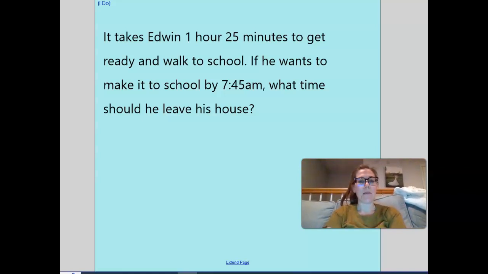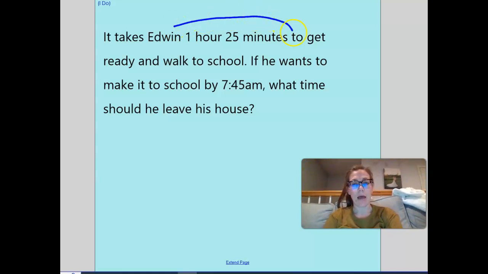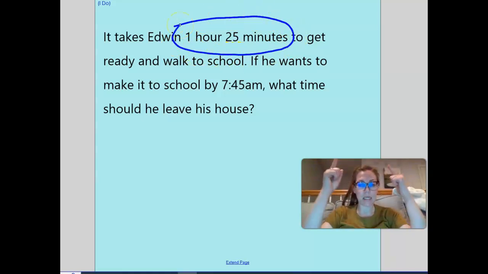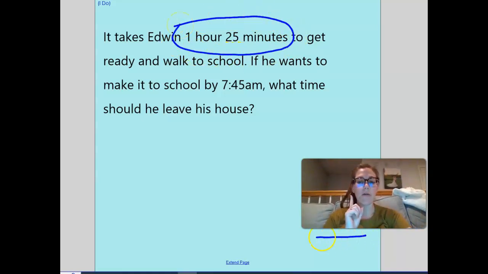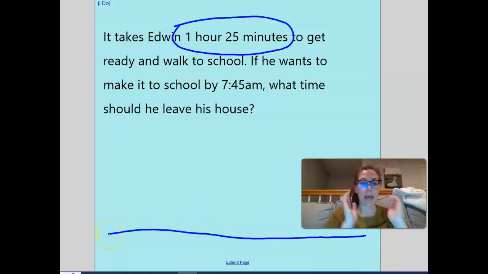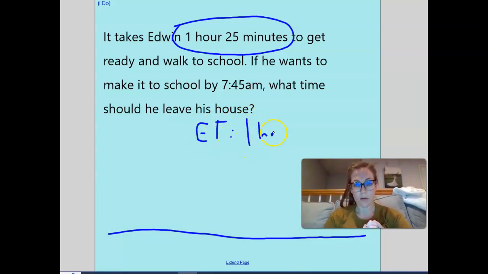If he wants to make it to school by 7:45, what time should he leave his house? Okay, so we have 1 hour and 25 minutes. This sticks out to me. I already know that on a graphic organizer, when it gives me hours and minutes, that's talking about elapsed time. So that goes up: 1 hour, 25 minutes.